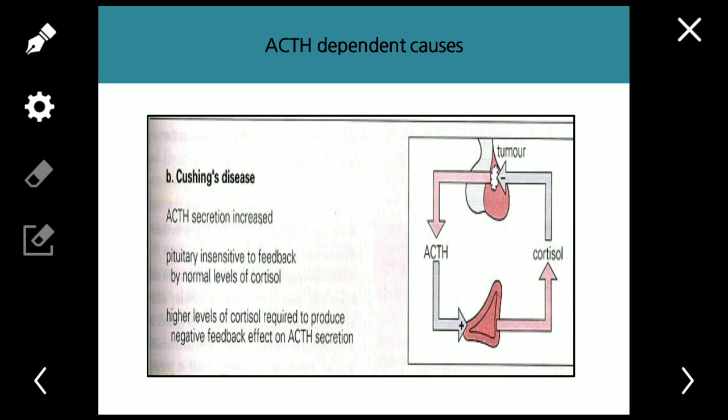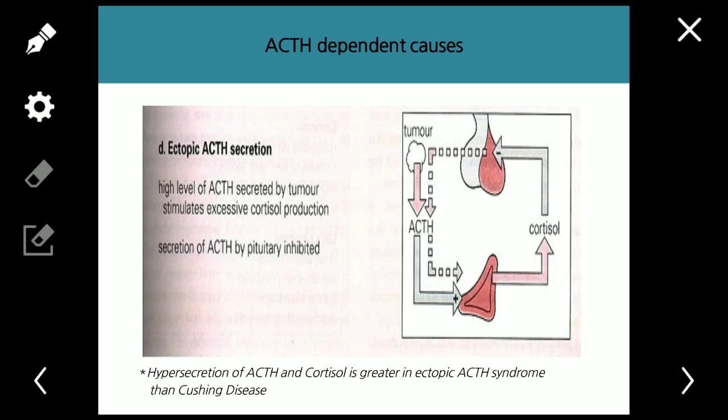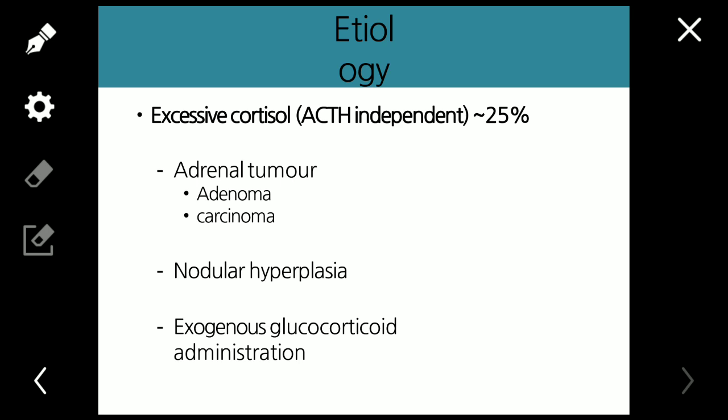In this, ACTH secretion is increased. The pituitary is insensitive to feedback by normal levels of cortisol. Higher levels of cortisol are required to produce the negative feedback effect on ACTH secretion. Or there is ectopic ACTH secretion from glands other than the pituitary.